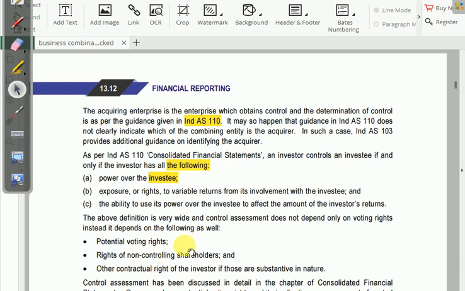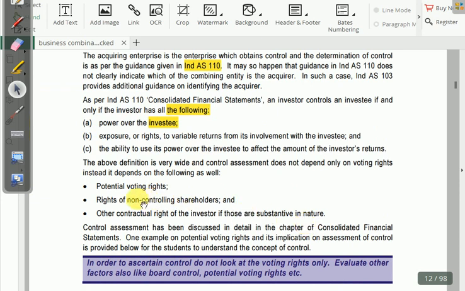Simple. The above definition is very wide, and control assessment does not depend only on voting right. Instead, it depends on the following: the potential voting rights, rights of non-controlling shareholders, and other contractual right of investor if those are substantive in nature.